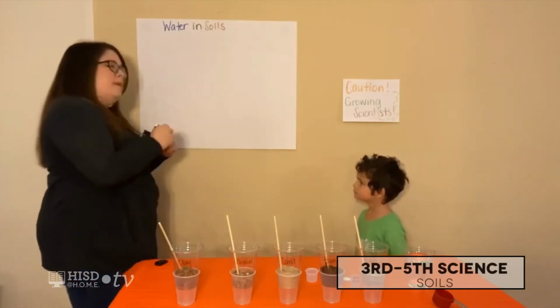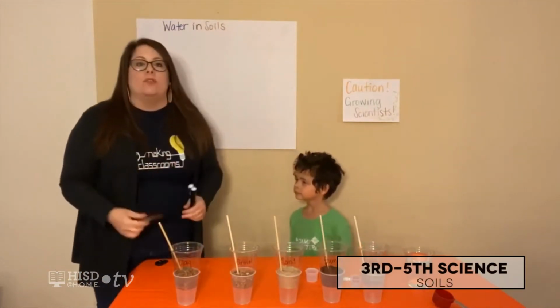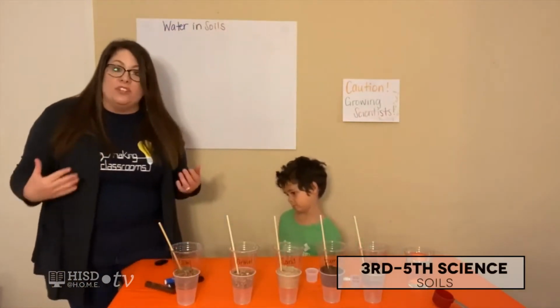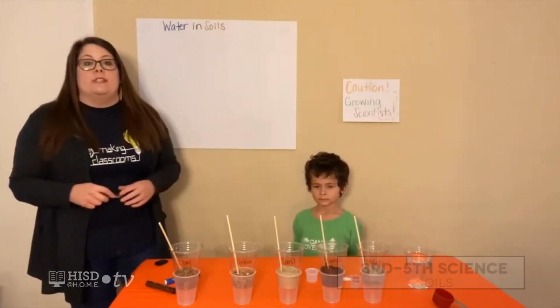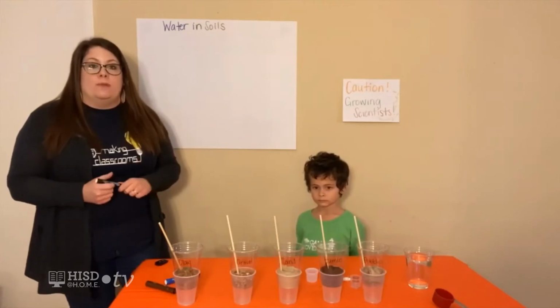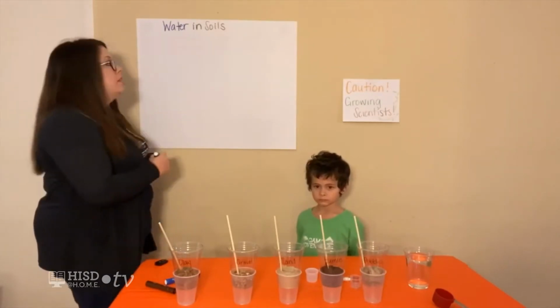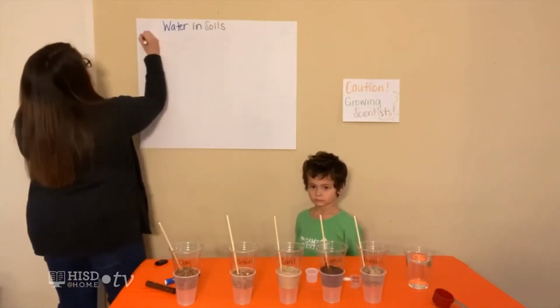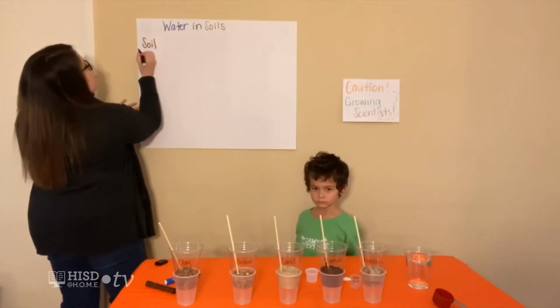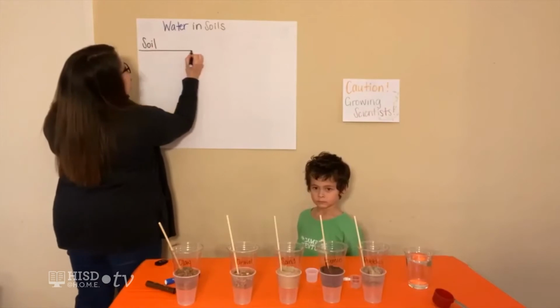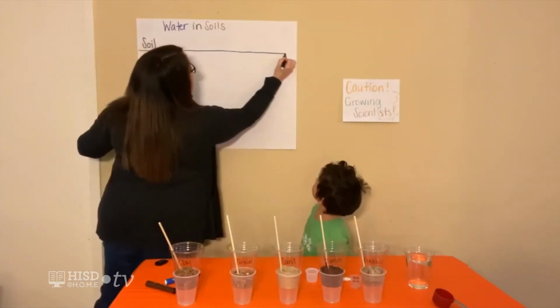So we're going to talk about what happens whenever we put water in different soils. As I'm building my chart up here, I want you guys to be building your chart on your sheet of paper or your science notebook. So our first column is for soil, because we want to know the different kinds of soil that we're working with. So I'm going to draw this line all the way across.